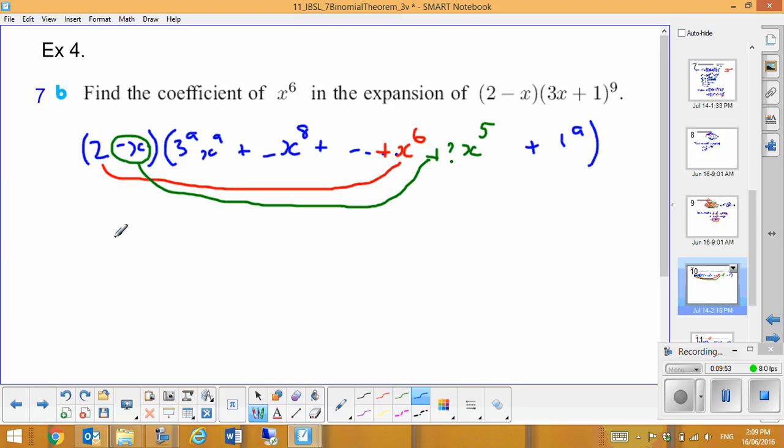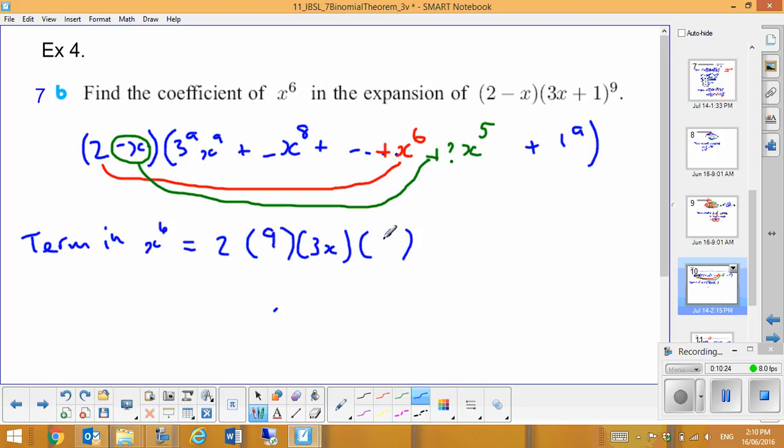So we always go about writing up our general term. We want the term in x to the 6th equals 2 times our term, 3 brackets, remember, each time. The coefficient: n is 9, so we want 9. Now in here we have 3x and 1. If we want x to the 6, this is a power of 6, this is a power of 3, so this is a 3 down here.